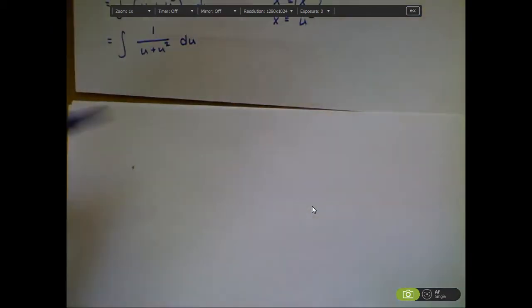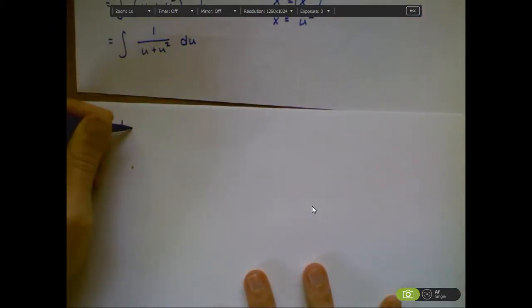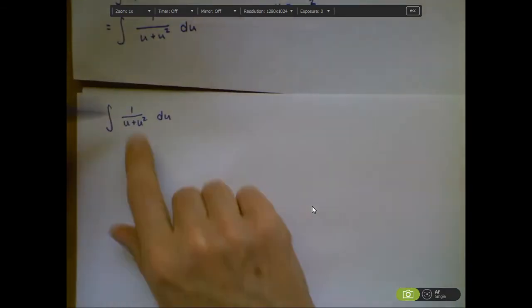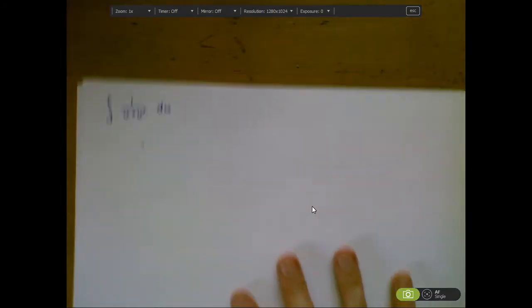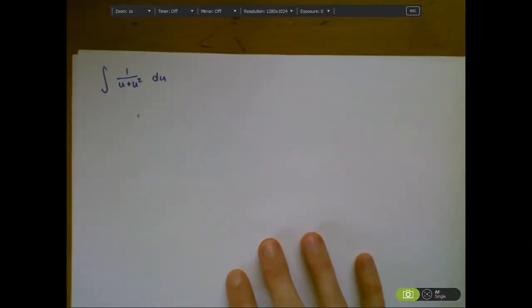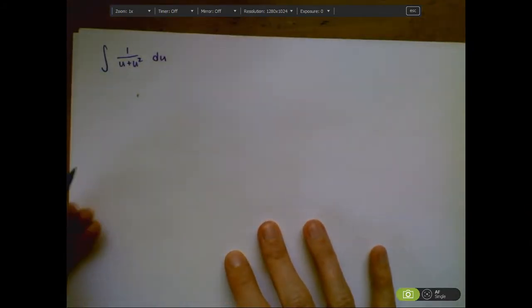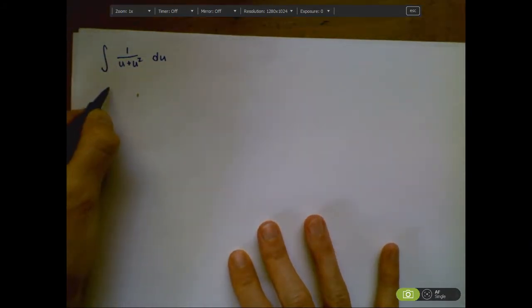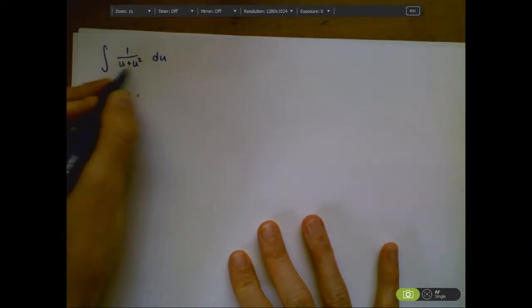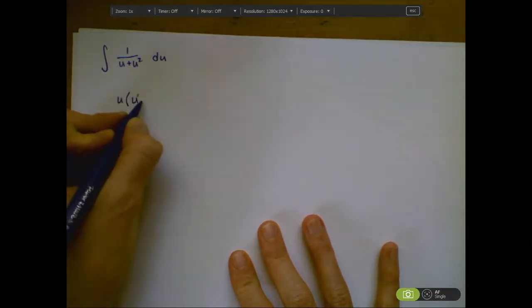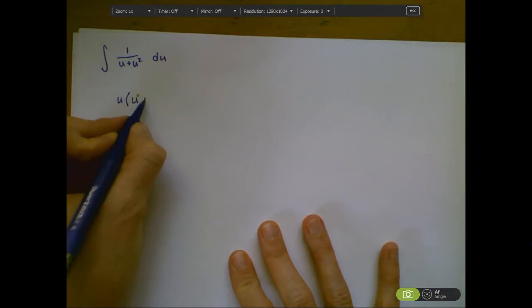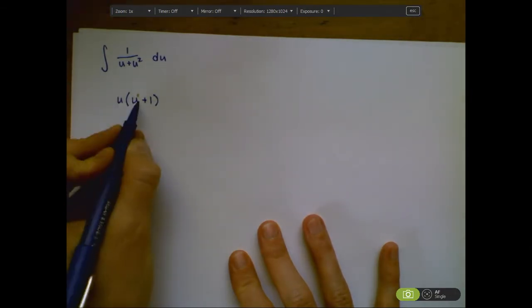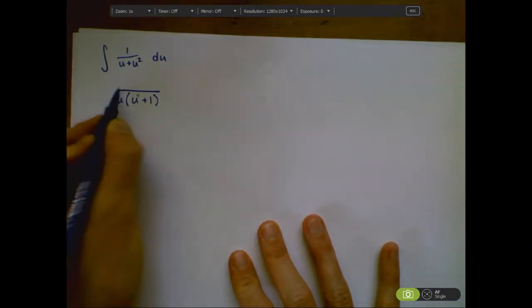So here, I'll rewrite it. Integral of 1 over u plus u squared du. Notice that this is a ratio of polynomials. We have a polynomial that's really boring on top and a polynomial on bottom. There might be other ways to do this, but I'm going to do it by partial fractions. The first step is to factor this into u and u plus 1.